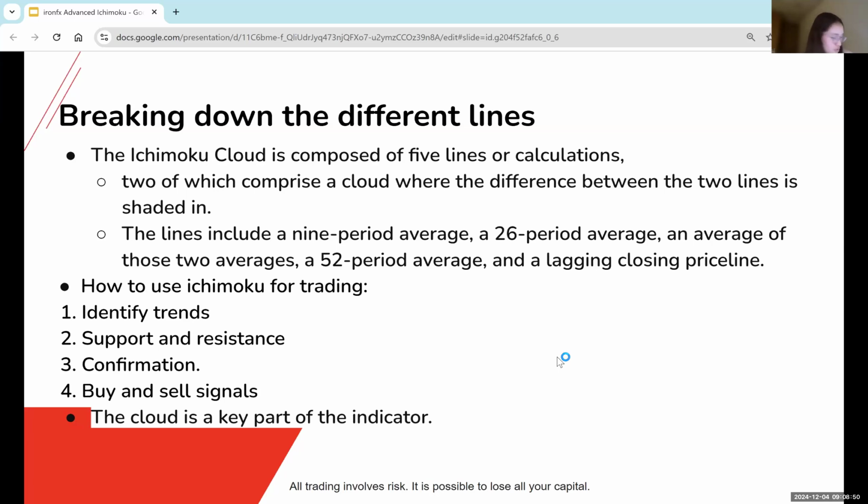So how exactly can you use Ichimoku for trading? As we mentioned earlier, it helps us to identify trends and identify support and resistance levels. You can also use it as confirmation, which is typically how we like to use it, and also for buy and sell signals. And the cloud is a key part of the indicator.